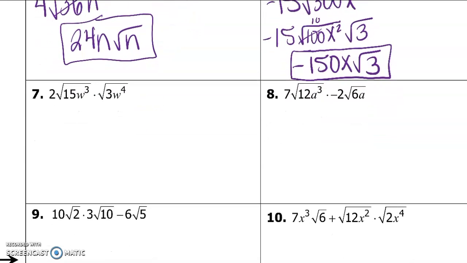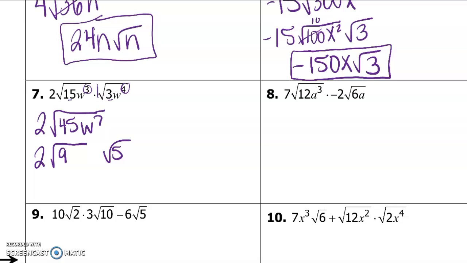Number 7, our outside numbers would be 2 and 1, so just a 2. Square root of 15 and 3 is 45. We add our exponents to get w to the 7th. So we have 2, and 45 would get broken into 9 times 5. So our two square roots need to be a 9 and a 5, w to the 6th and just w.